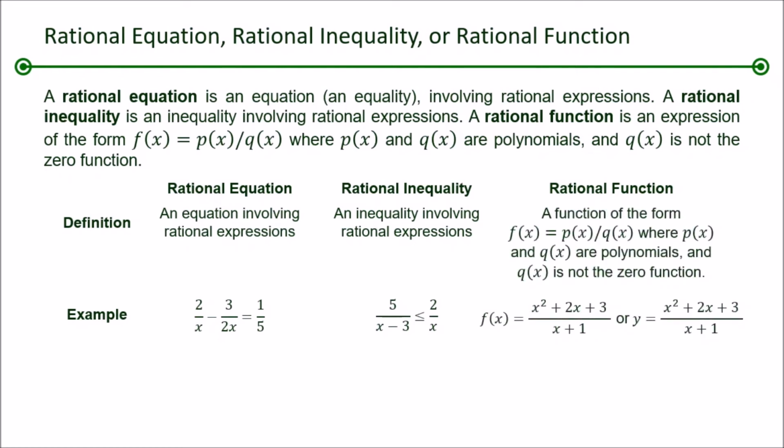And finally, a rational function is a function of the form f of x equals p of x over q of x, where p of x and q of x are polynomials, and q of x is not the zero function. Example, f of x equals x squared plus 2x plus 3 all over x plus 1. Or we could replace f of x by y. y equals x squared plus 2x plus 3 all over x plus 1.